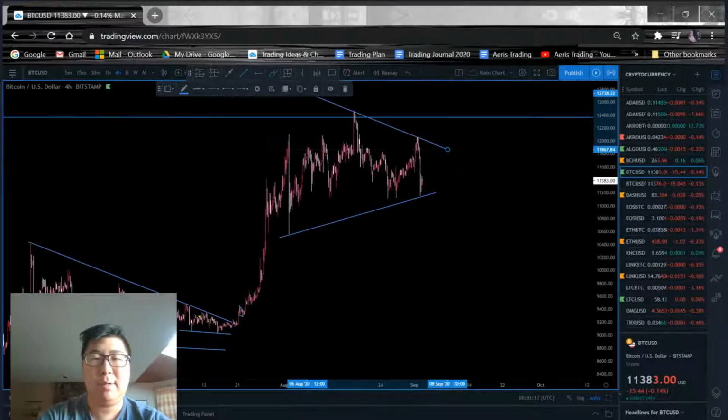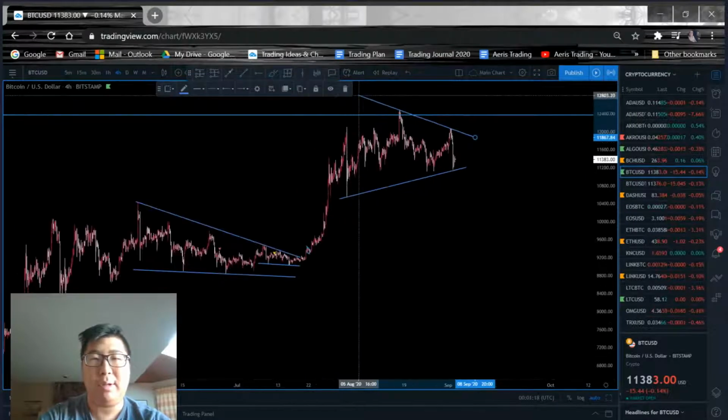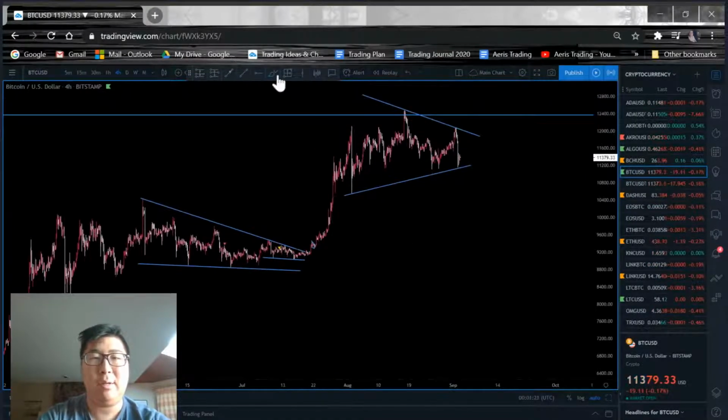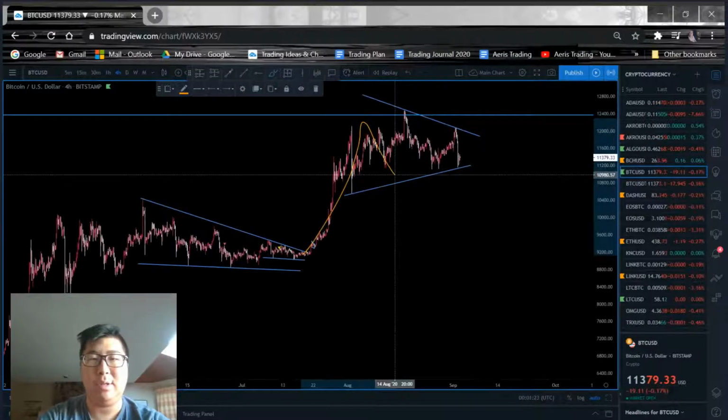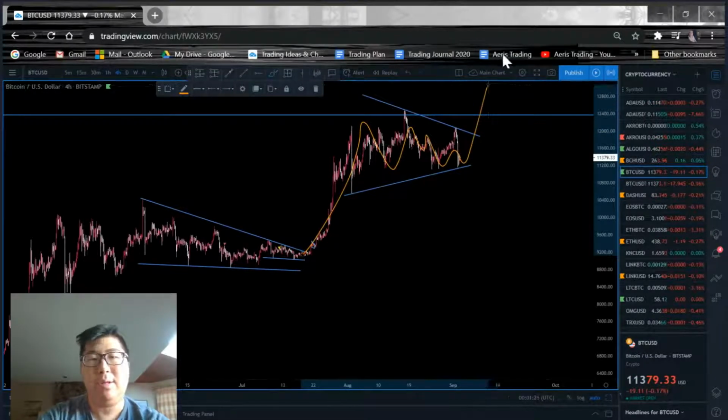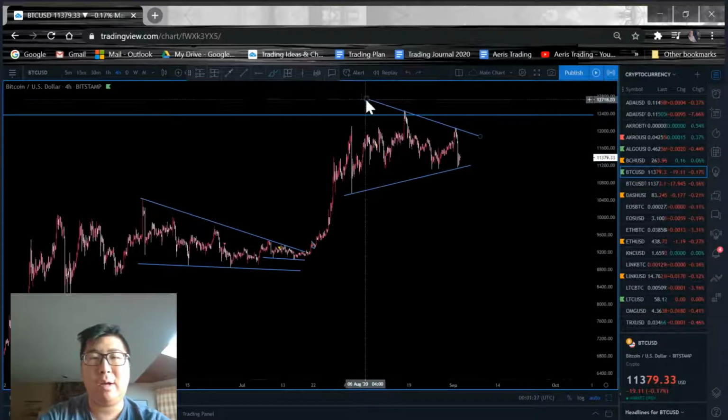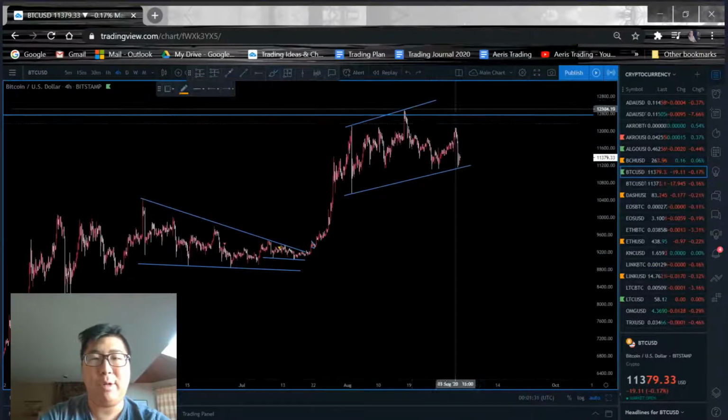It doesn't matter how I draw the line, because someone can draw the line like this and easily think, oh, this is an impulse, this is a triangle, and then this is the next move up, right? So the lines are not going to be irrelevant. The lines are just there to frame what the structure is doing.